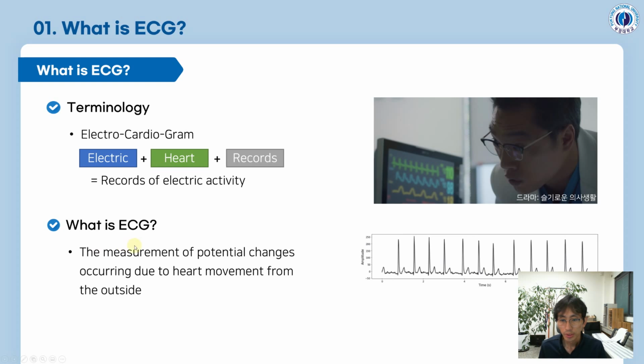Okay, so the ECG is the measurement of potential changes occurring due to heart movement from the outside. So this ECG is recorded from the outside of the body, right? We cannot record the ECG inside of the body, but we can record it outside of the body, and this signal reflects the movement of our hearts. So this is the ECG.